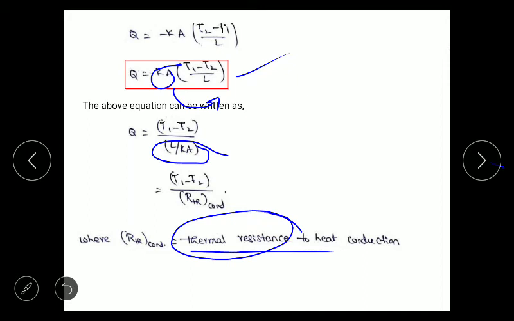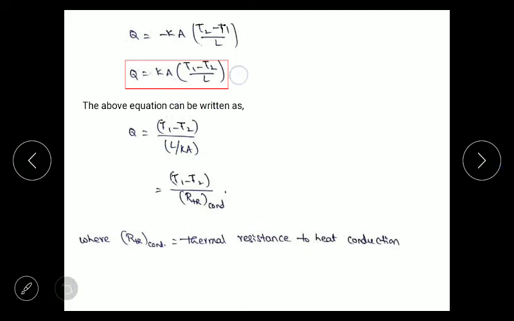Right? So this is for the first case. The important equation is this, the one-dimensional steady-state heat conduction equation for a plane wall. Q is equal to k into A into T1 minus T2 divided by L, and that can also be written as Q is equal to T1 minus T2 divided by R thermal. This is for the first case.